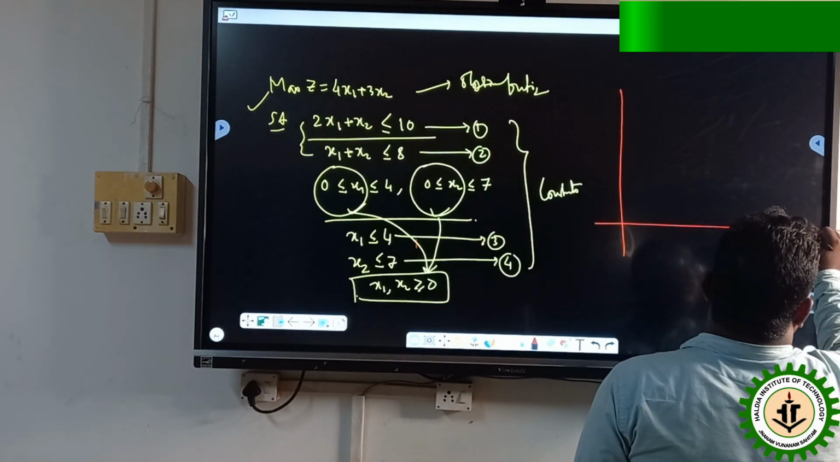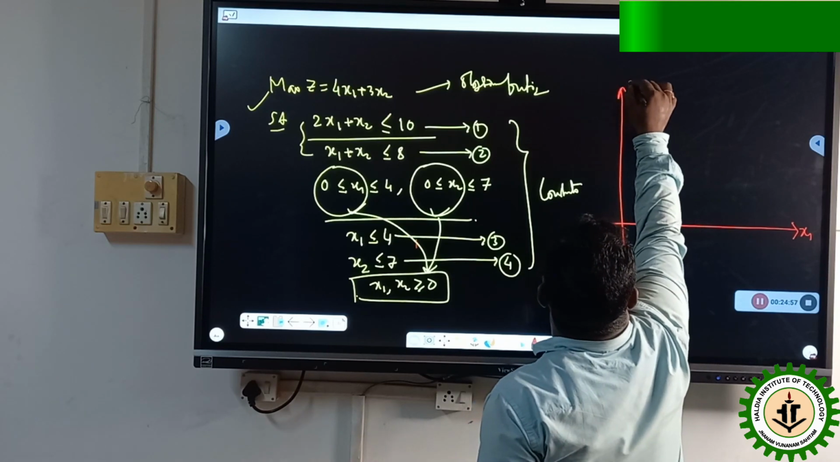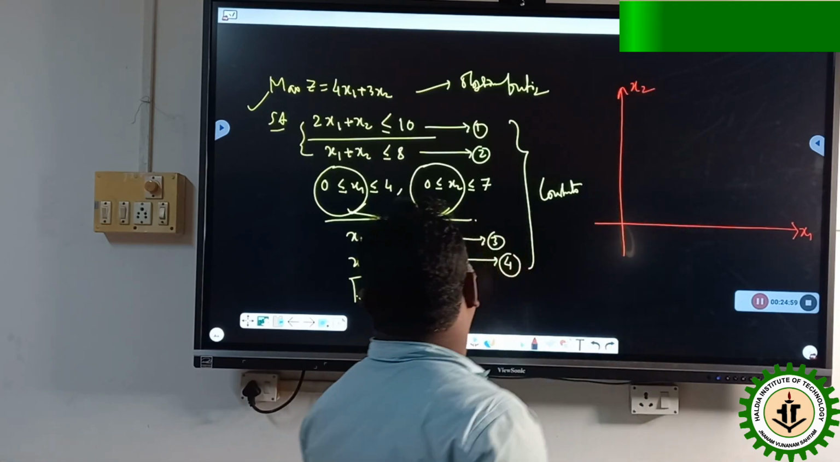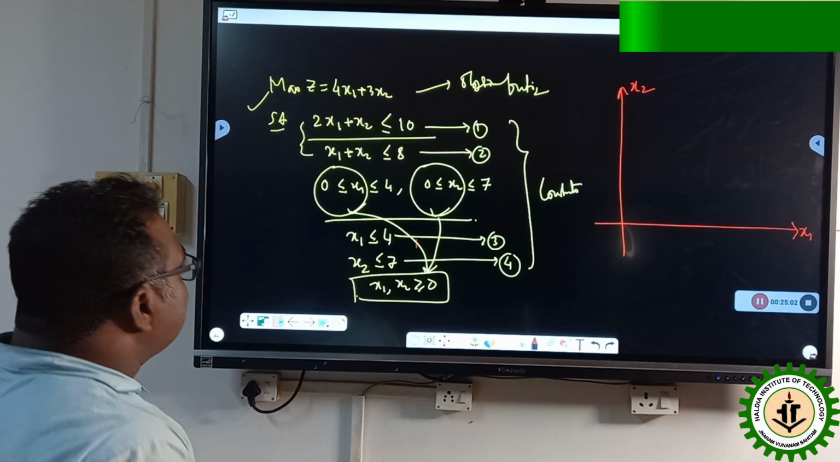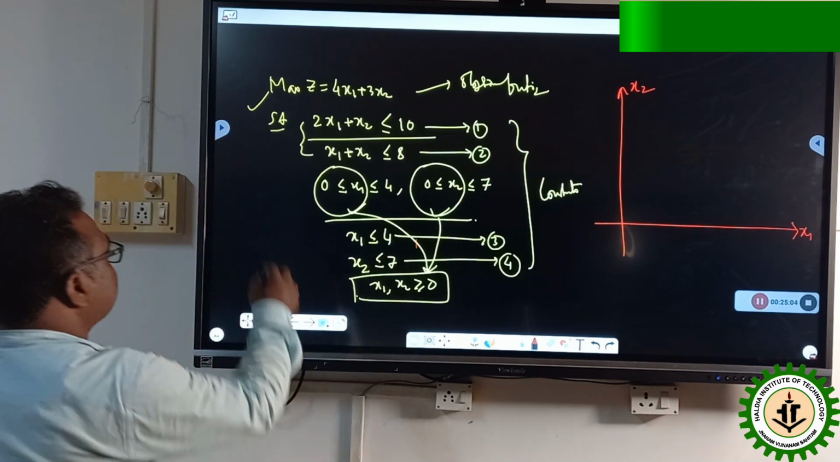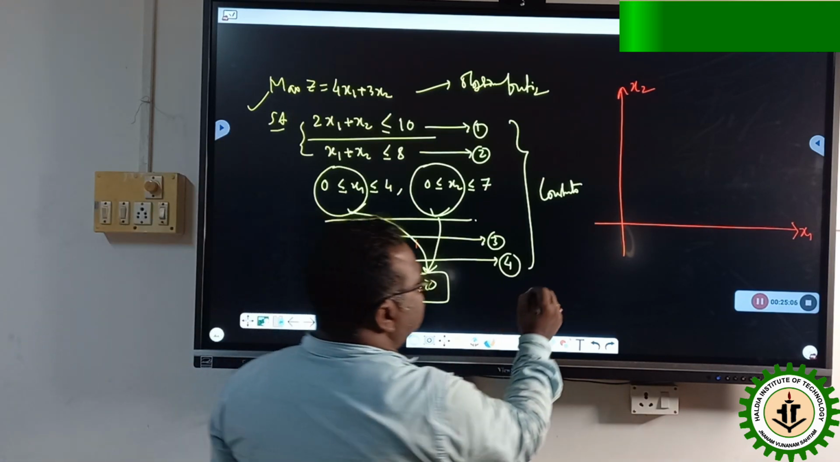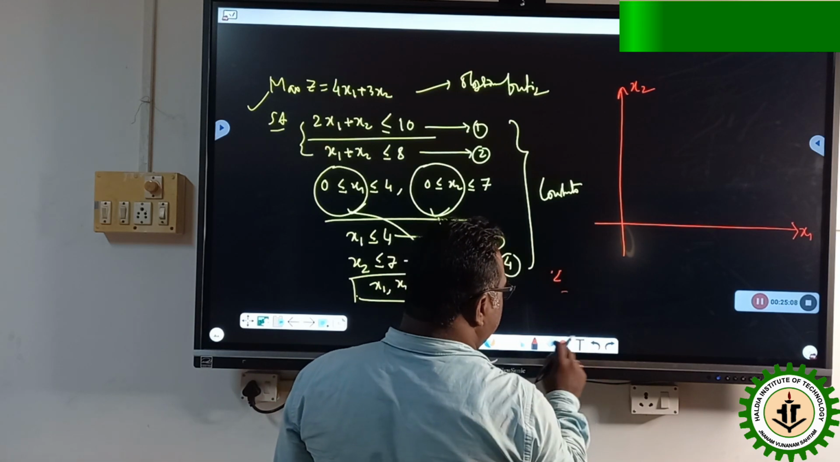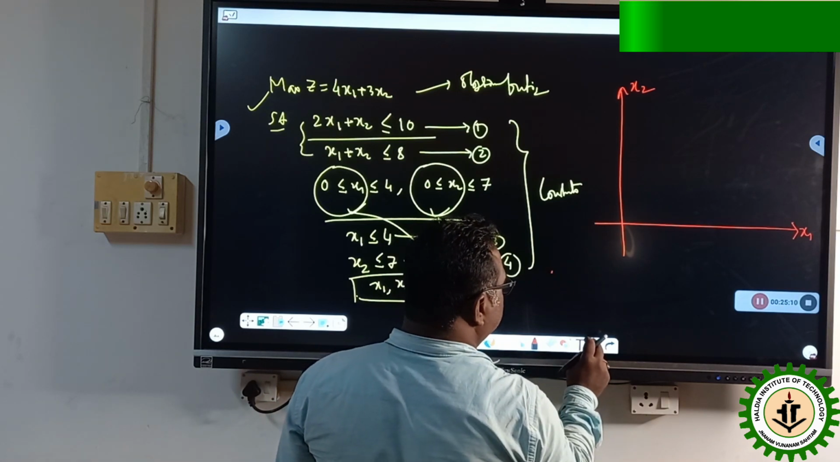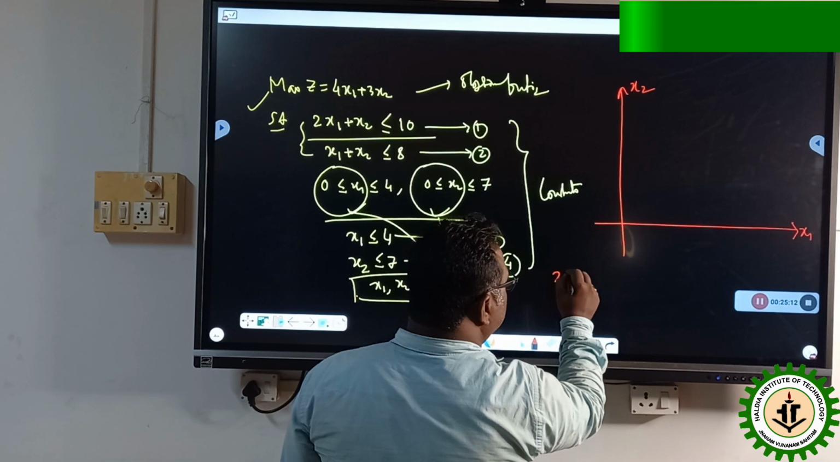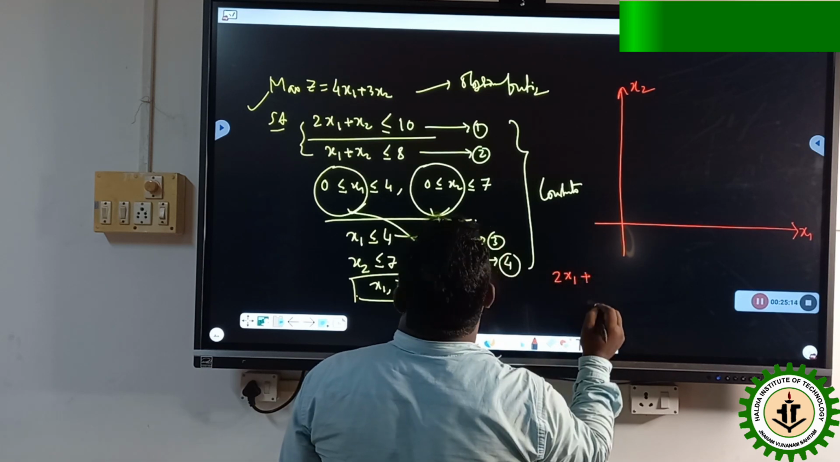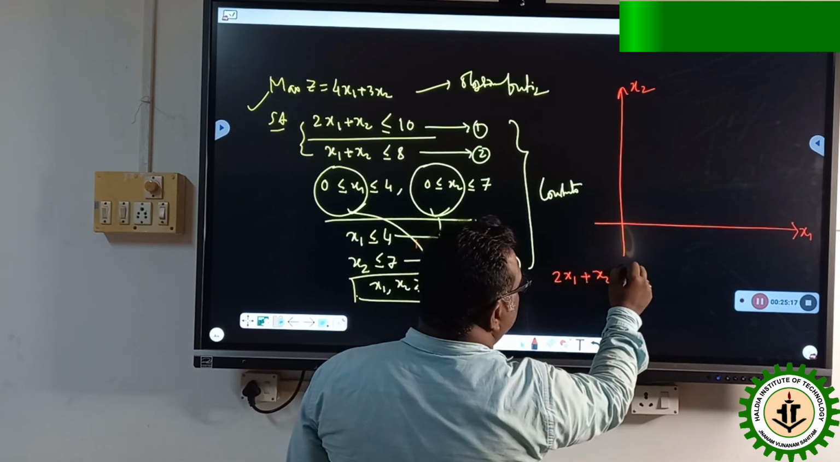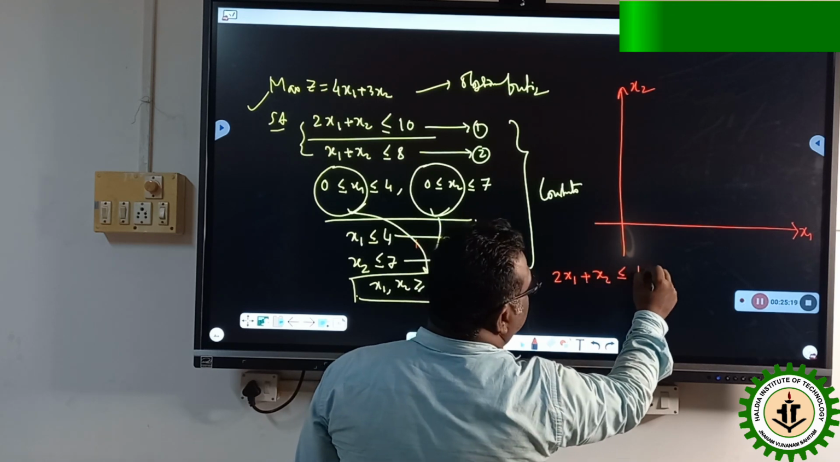One representing x1, another representing x2. Okay. First we are considering this constraint, which is written as 2x1 plus x2 less than or equal to 10.